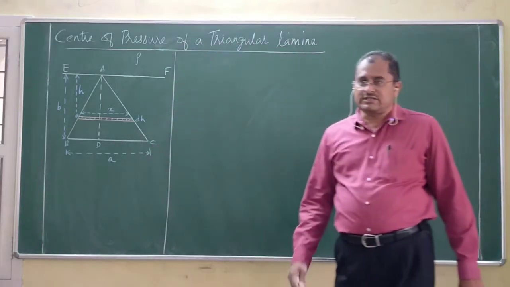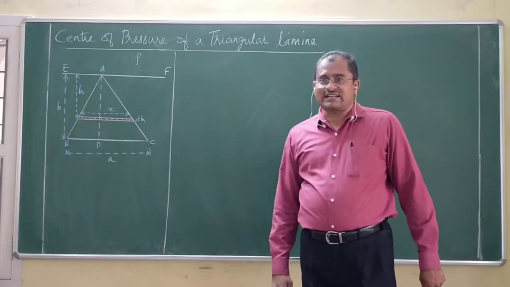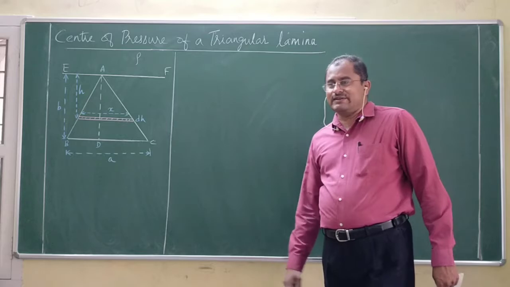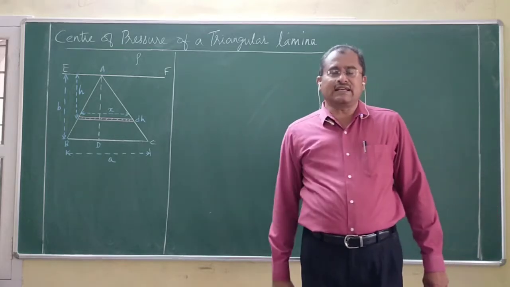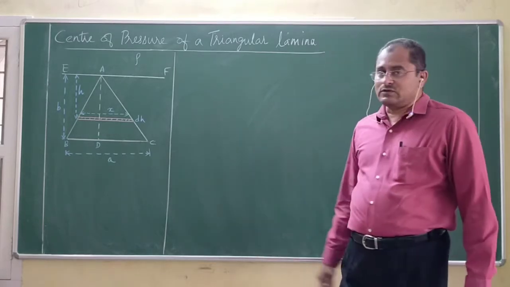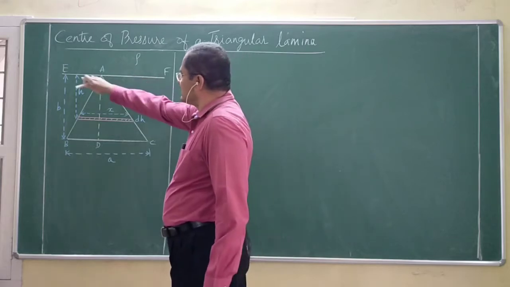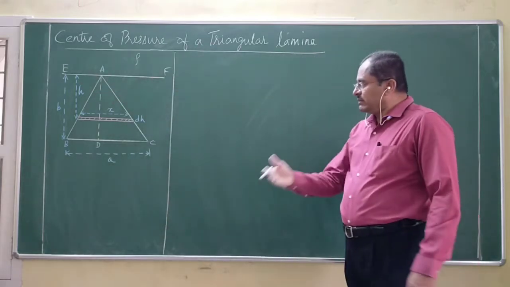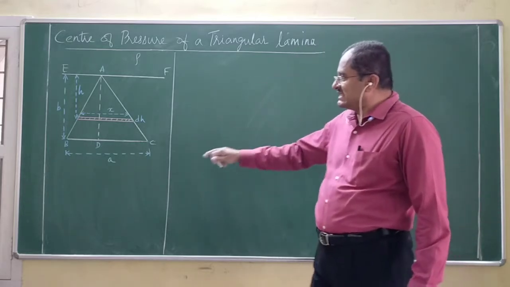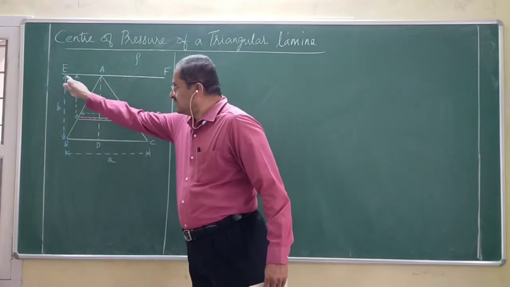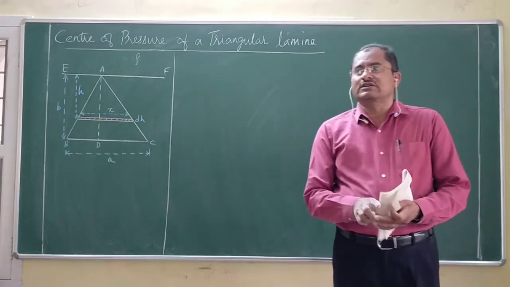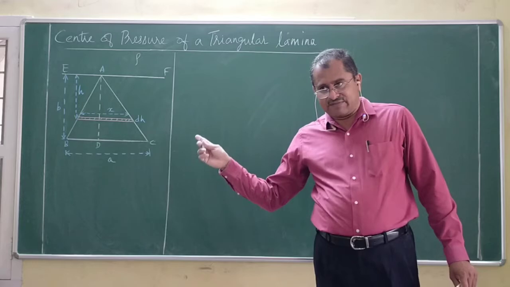We will now continue to determine the center of pressure of this triangular lamina. The figure ABC is a triangular lamina immersed vertically in a homogeneous liquid of density rho with its vertex A on the surface of the liquid EF. The base of this triangular lamina is a and it is at a depth b below the surface EF of the liquid. We are interested in finding out the center of pressure of such a triangular lamina.